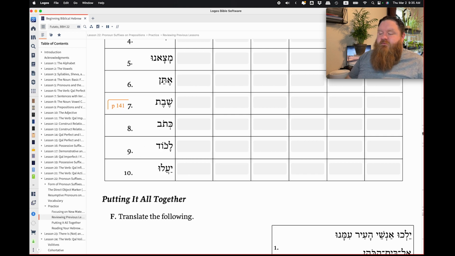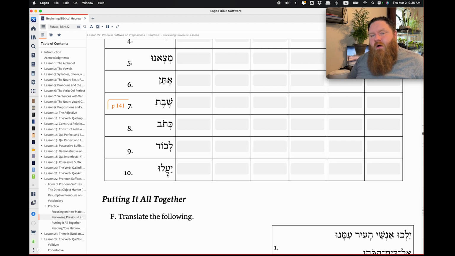Number 9, lakod. Here we've got that holom vav, R2 vowel. We've got the kametz in R1, so this is going to be a cal infinitive absolute from lakad. And then number 10, we've got ya'alu. We've got this patak hatef patak vowel pattern at the beginning. That happens because we're dealing with a one guttural. This is an important thing to realize, though. This pattern will also be very common in a different pattern that we'll learn later. But at this point, we can explain the patak shva by means of the ayin here.